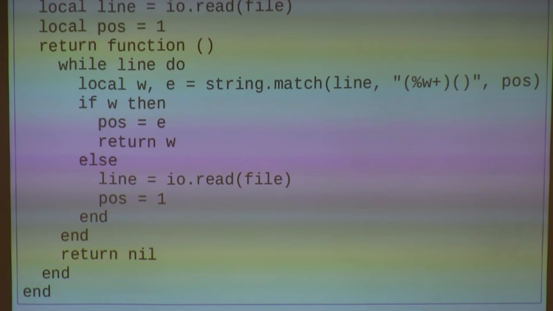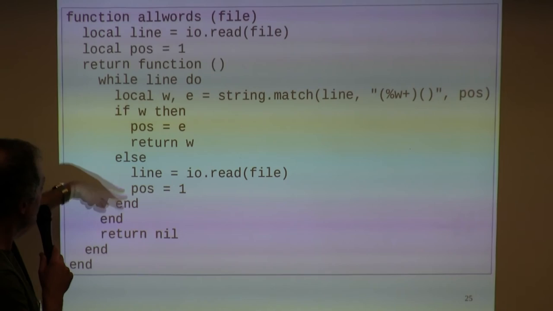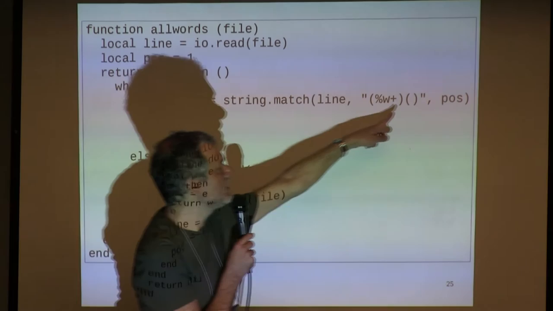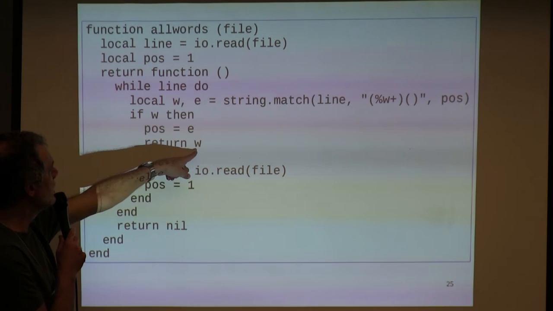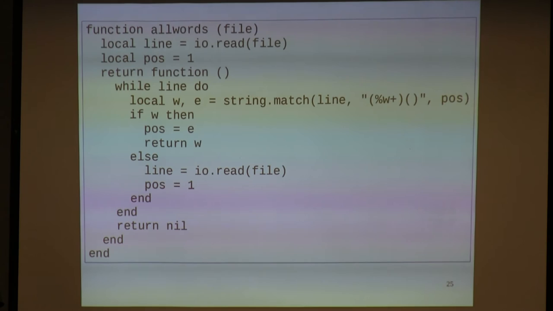Here is a small example of a typical iterator. This is exactly a function that returns all words from a file. We open, we read the first line, set position to 1, and then return. This is the iterator function itself. This is a kind of factory, and here we return the function that each time you call it, tries to match a word in the line starting at the current position. If it finds the word, it returns that word. Otherwise, it reads the next line, starts from the initial position, and tries again. And so this is a typical implementation of an iterator.